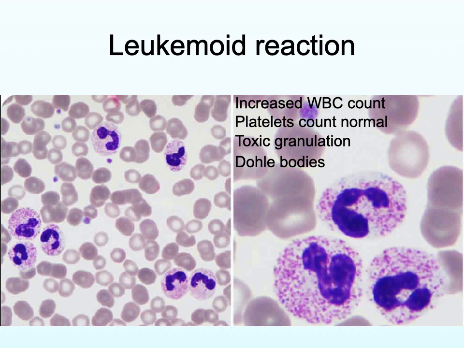In leukemoid reaction, there is a significant increase of mature neutrophils in the peripheral blood, and a differential count showing neutrophilia with varying degrees of immature myeloid cells. The platelet count is normal, and you can see toxic granulations and Döhle bodies present in the cells.